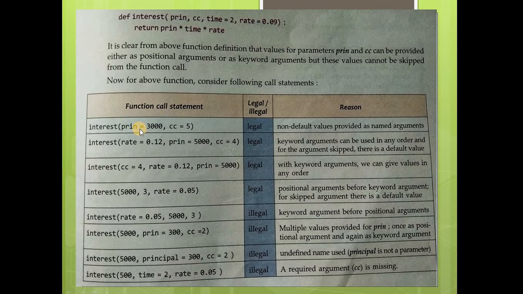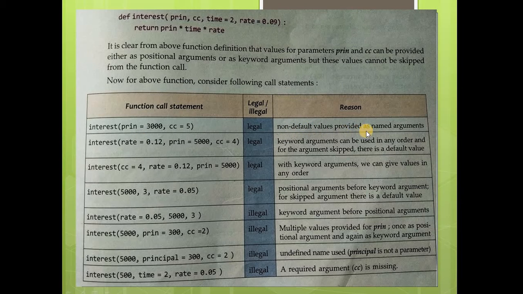Now in the first function call, we have interest, the function name, that's why we have called it with the function name interest. Principal equals 3000, CC equals 5. Here principal and CC are keyword arguments. We have not used any positional argument. So when the function is called, principal will have the value 3000, CC will have the value 5, and there are default values for time and rate. That's why this is a legal statement, with no error.